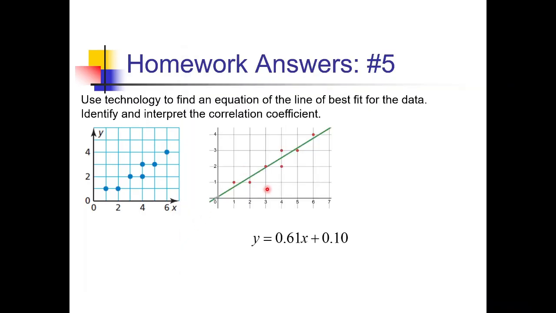So graph, equation, and I rounded my equation to 2 decimals, so that's why you're not seeing the 0.9 there. It was just a 10 if you rounded up. And then finally, that R value was 0.95. Now, in terms of interpreting this R value, this is pretty close to +1, so this is going to be a strong positive correlation.